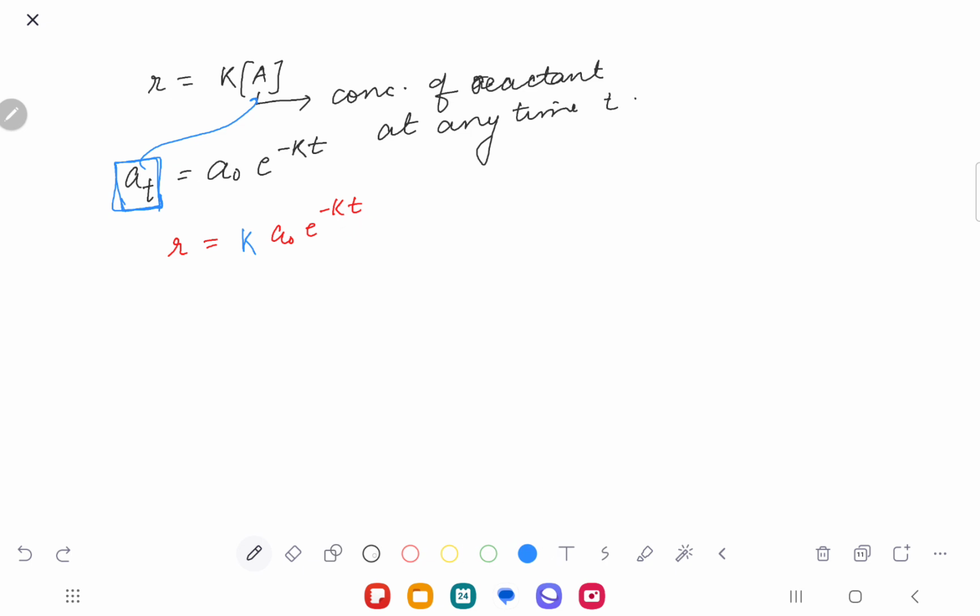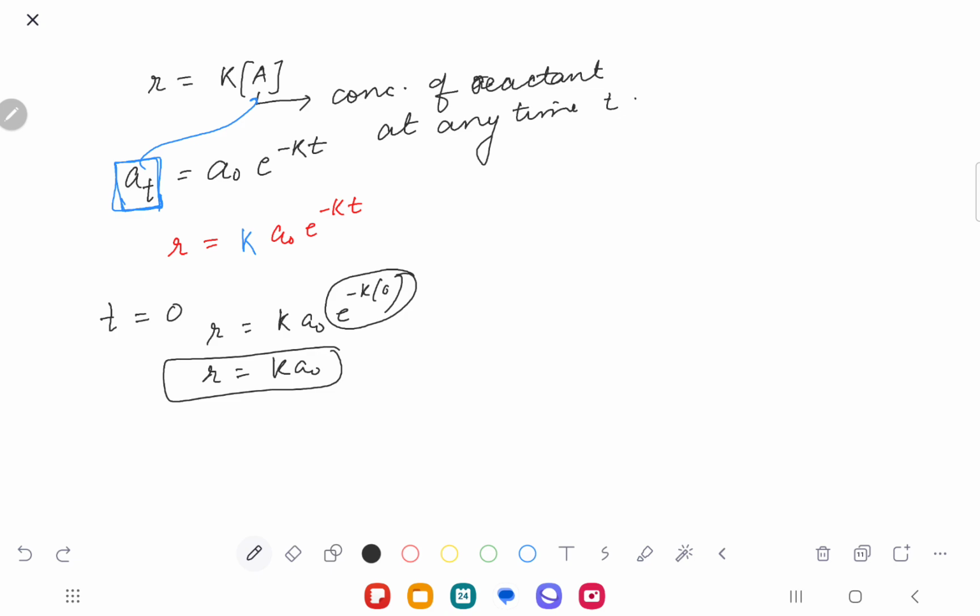As the time is increasing, at time t equals 0, R equals what? K A naught e raised to power minus K times 0. Anything raised to power 0 is 1. So the initial rate is K times A naught. Then at time t equals 1, R becomes K A naught e raised to power minus K. For some time, just remove K. Let's suppose K is 1. So don't you think it is going to become minus 1?